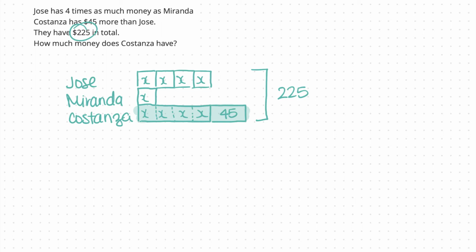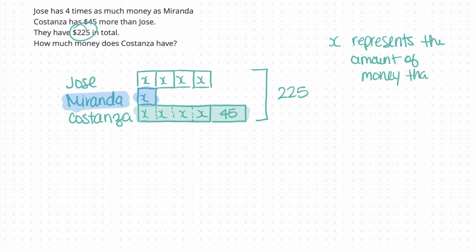Now, let's talk about what the variable x is representing. X represents, and if we look in our model, what does just one x represent? Here is just the one x, and this one x is representing Miranda. So just one of these x's represents the amount of money that Miranda has.